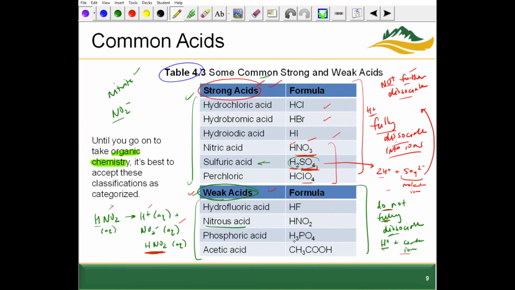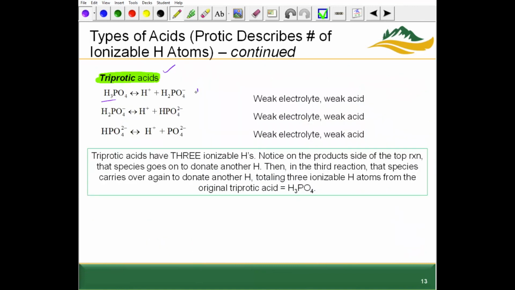So H3PO4 we're looking at on that slide. Phosphoric acid is technically a weak acid. So it's triprotic, but it's a weak acid. So technically, we will have some of this original H3PO4 present on the product side because it's a weak electrolyte, a weak acid. It does not fully dissociate. So it's a weak electrolyte, weak acid. We're going to have some of this original molecule here on the product side.